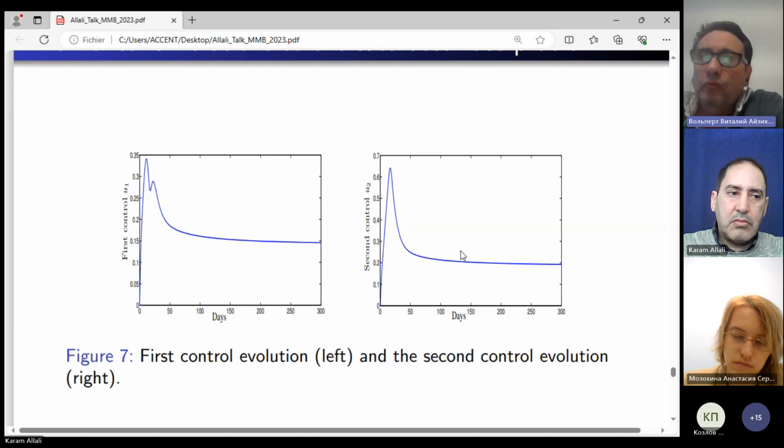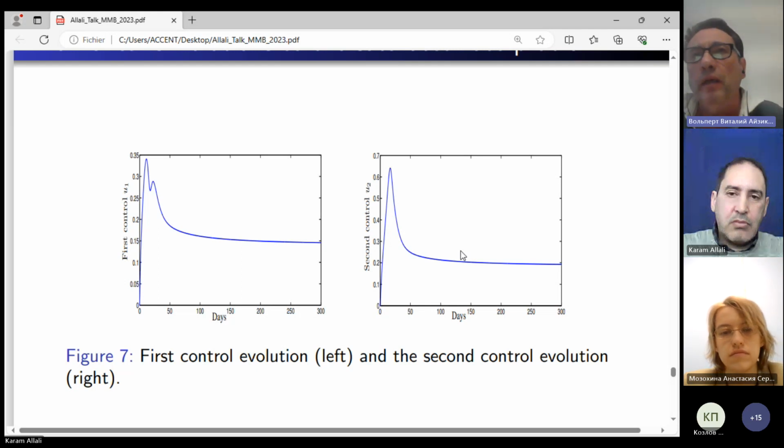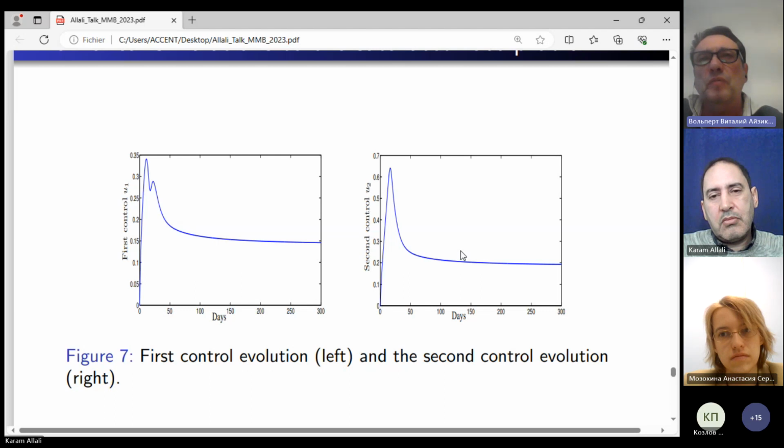But by the way, what we can also see from this figure 7 is that it does not converge to zero. This treatment which is suggested here in figure 7 remains at some positive level. Does it mean that we need to give some treatment constantly, or that once we go to this disease-free equilibrium, after some time we can stop treatment? So this disease-free equilibrium, is it stable without treatment or unstable? Karam, do you know that?